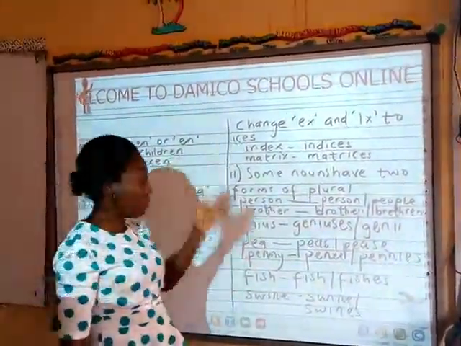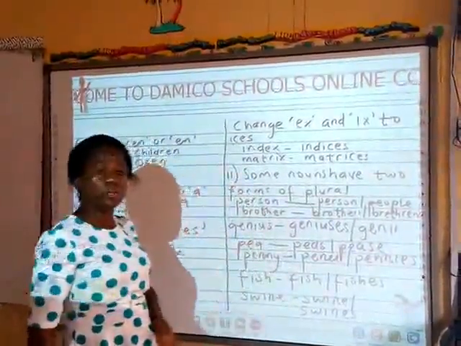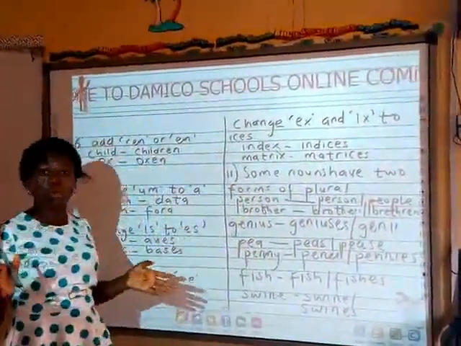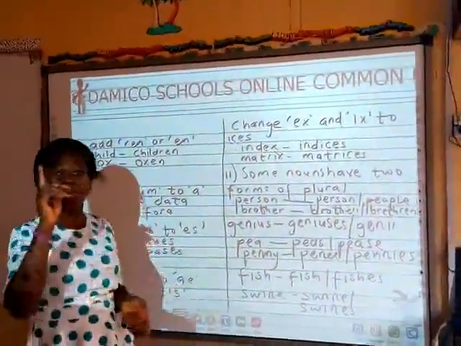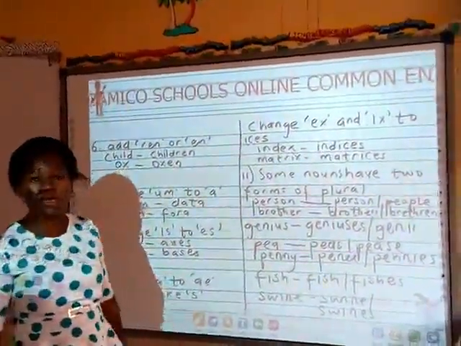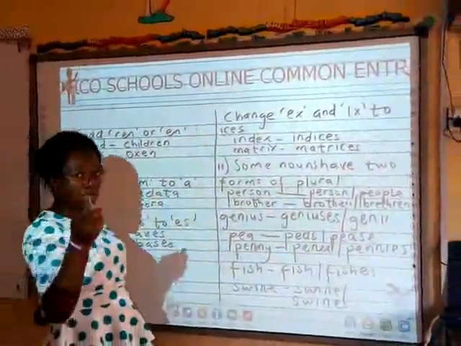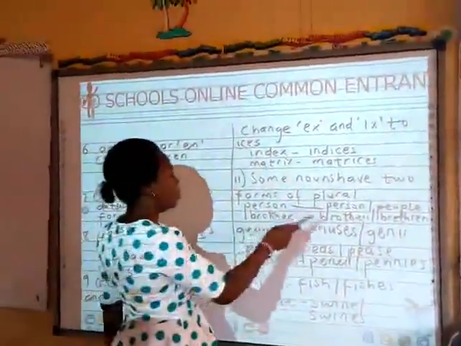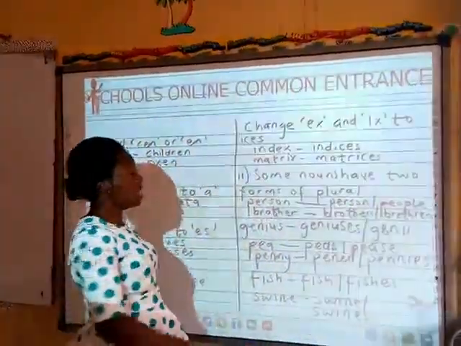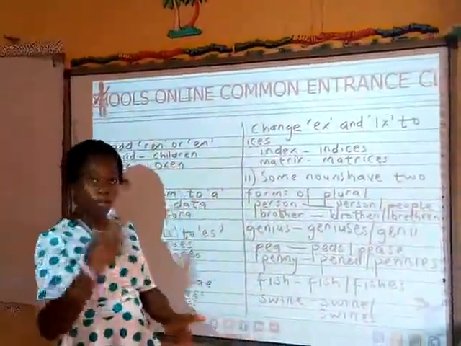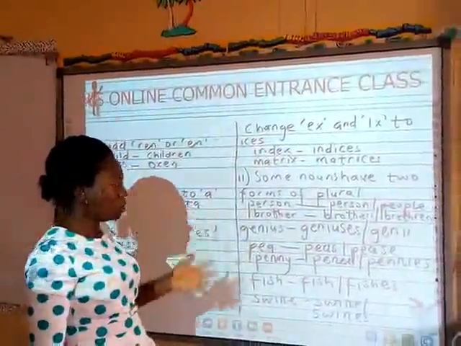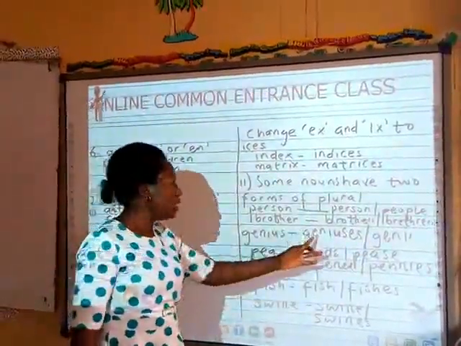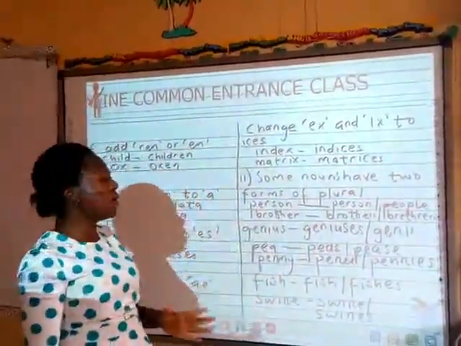Brother, you can have brothers or brethren. Many of you that are Christians know the Bible talks so many times about brethren. Anytime the Bible is talking about brethren, is it talking about one person? No, the Bible is actually talking about two. So it's a plural of brother. Either you have brothers or you have brethren as the plural form. Genius also has two forms in the plural. Either you have geniuses or you have genii.